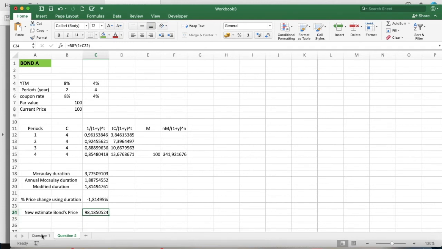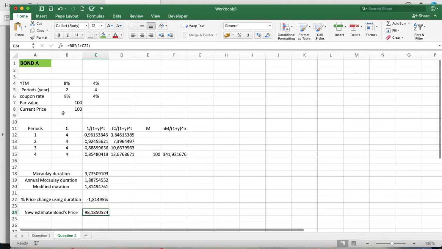And we'll see later that the reason for this gap is the convexity of the curve, and we'll see that we have to add what we call the convexity measure in order to correct or fill this gap and make the estimate closer to the real observation, right? So this is for the bond A.